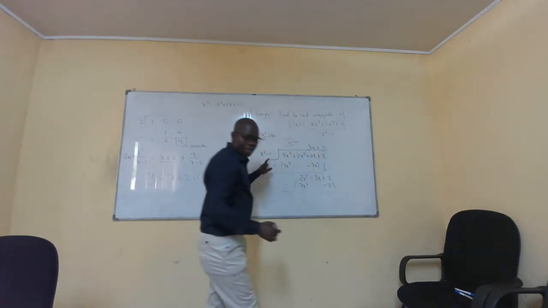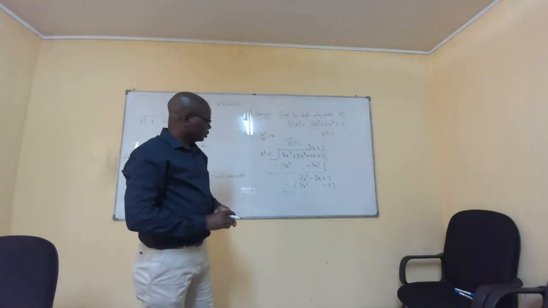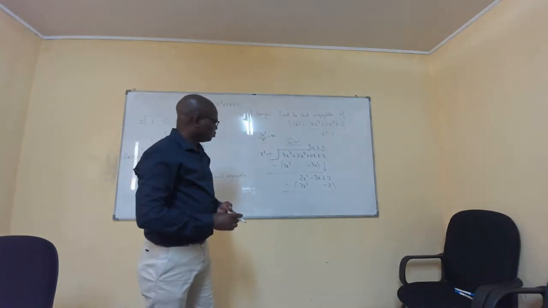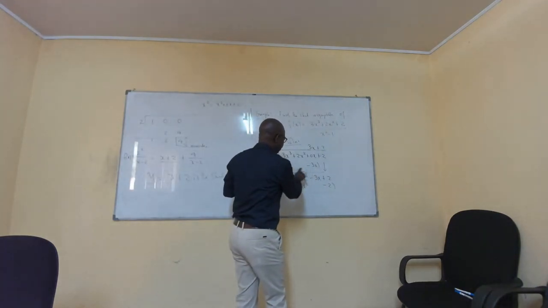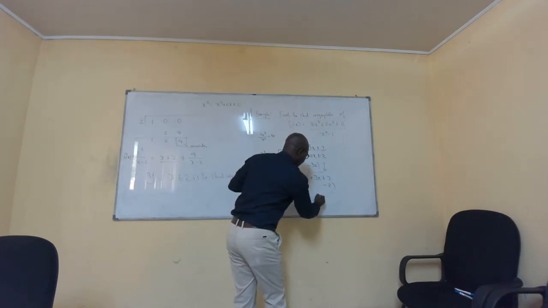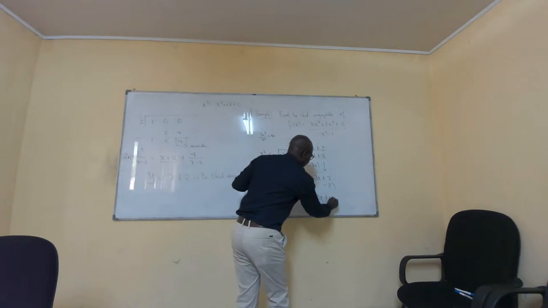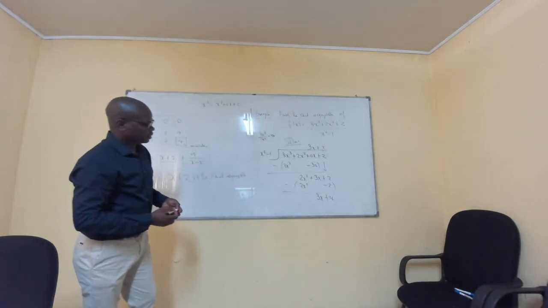Subtract. When you subtract, you are left with, here, because you are subtracting this, there is a minus, this will be plus. So please, when you are subtracting, that will disappear. This will be 3x. Here there will be minus minus, so it will be plus 4. Yeah, so that's it. It's better to write it like this.